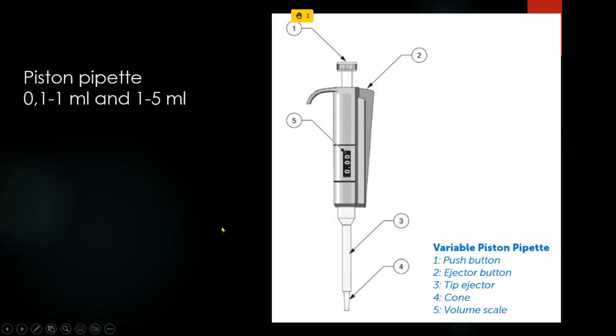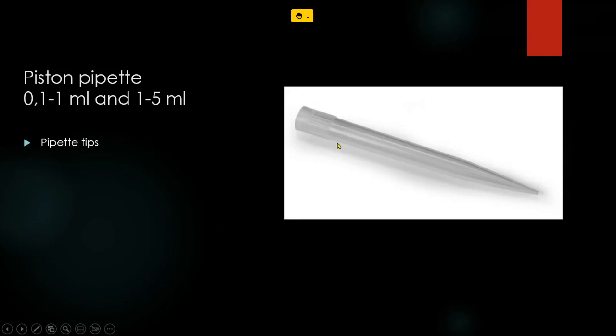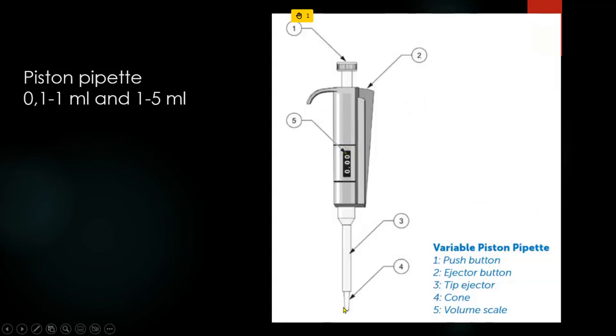The piston pipettes are used to dispense the sample or the reagent. We can see there is a push button, there is an ejector button, a tip ejector. This is named the cone, and there is a volume scale. This is the pipette tips. The pipette tip is put on here at the end of the pipette.